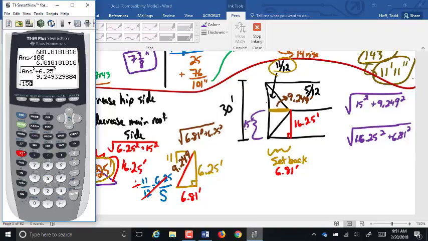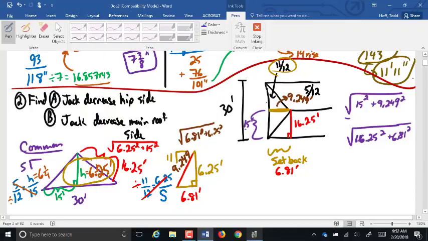So the square root of 15 squared plus 9.249 squared is 17.622. Or the square root of 16.25 squared plus 6.82 squared is 17.623. So it comes out to be pretty much the same. 17.623 feet is the hip. Now, I didn't ask for that here. I asked for the decrease on each side.